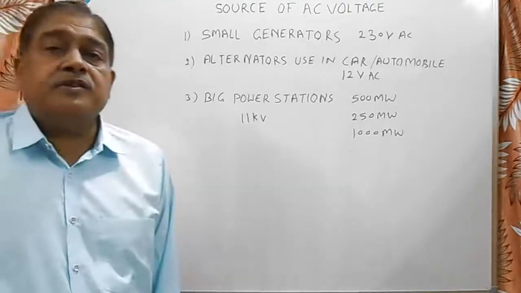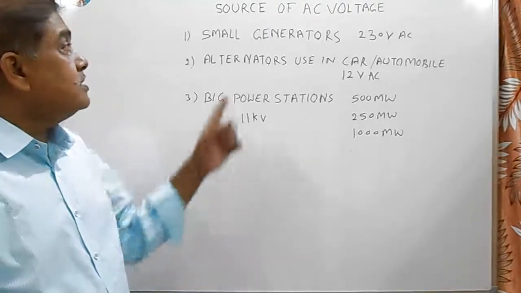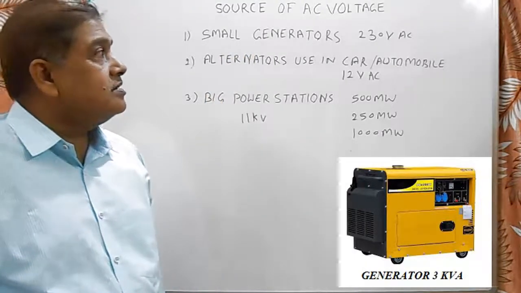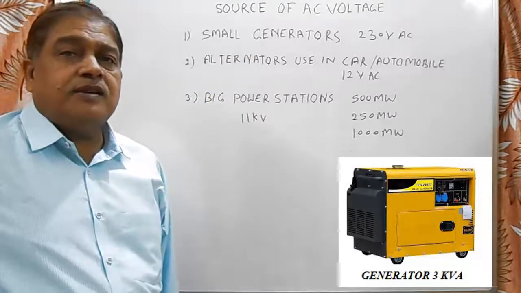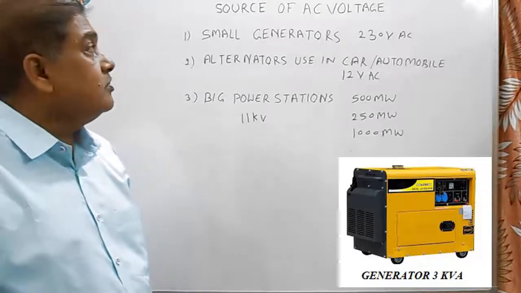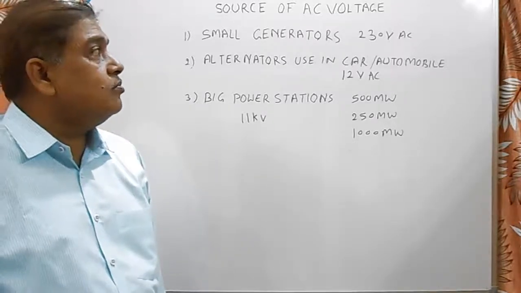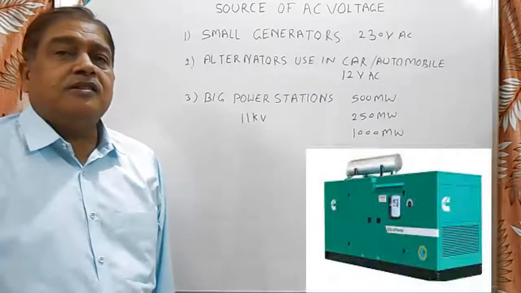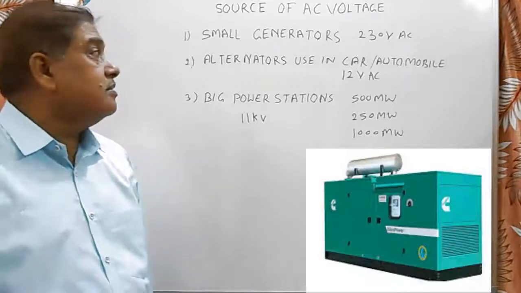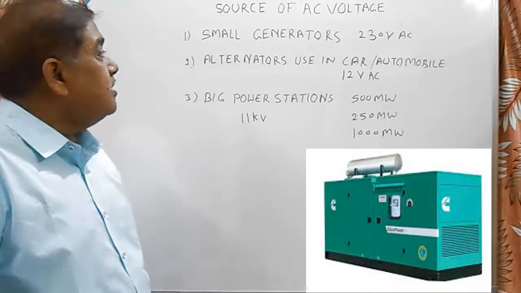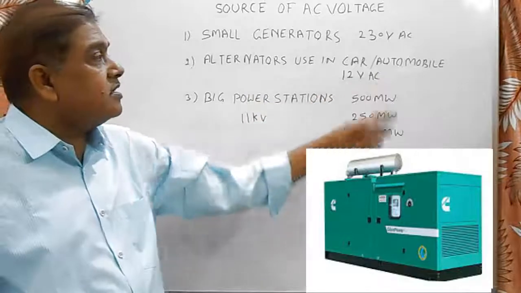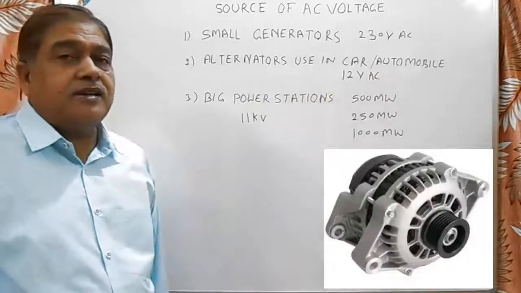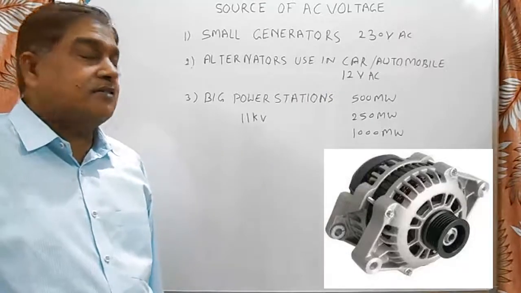Now the main sources of AC voltage. First are small generators used for decoration purposes. These generators generally have 2 to 5 kilowatts capacity, and some higher capacity generators are used in homes. 15 kV generators are used in very big buildings like hospitals and hotels. Then some small alternators are used in car and automobile circuits. They give a 12 volt supply for charging the battery of cars and trucks, etc.